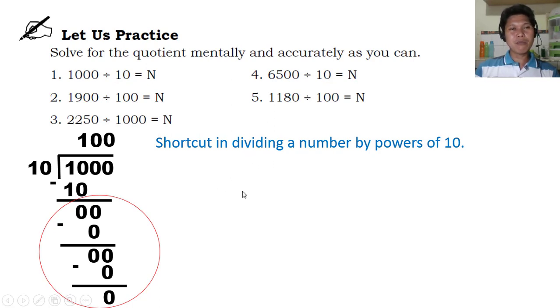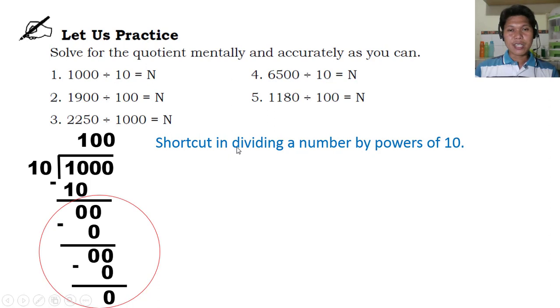Ano yung mga powers of 10? We have 10, 10 raised to 1 is 10, 10 raised to 2, powers kasi yan, exponent. 10 raised to 2 is equal to 100. Kumbaga, 10 times 10 is 100. 10 times 10 times 10 is 1,000. So, yung 10, 100, and 1,000, yan ang mga powers of 10. Pwede pa yan 10,000, 100,000, 1 million.